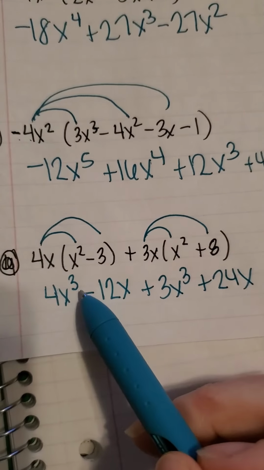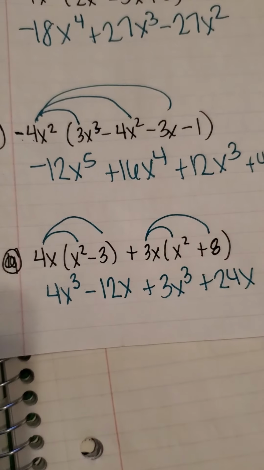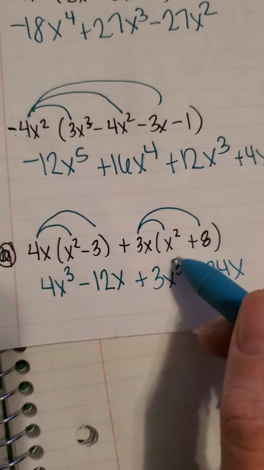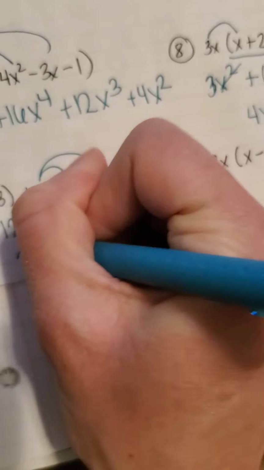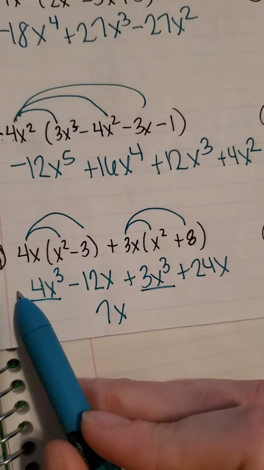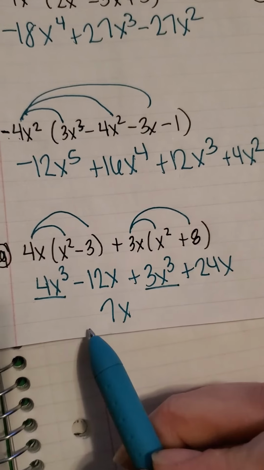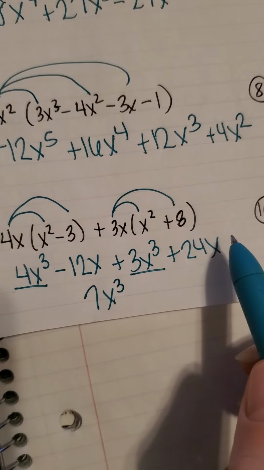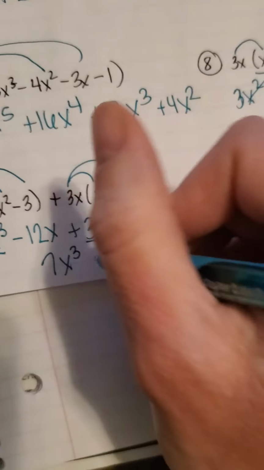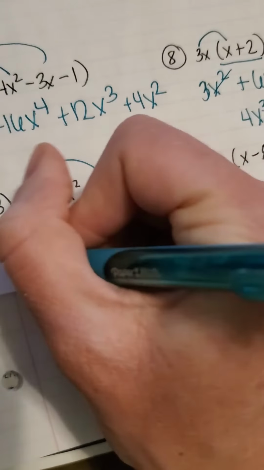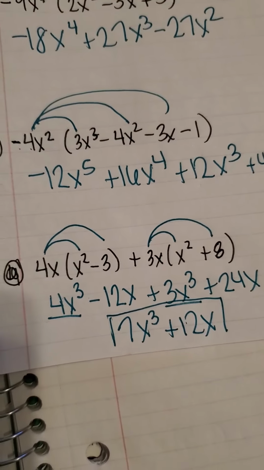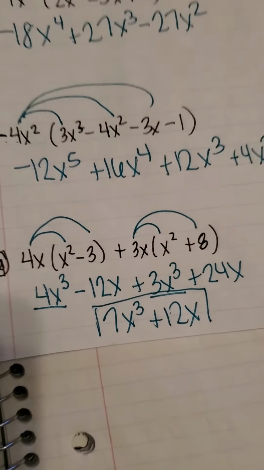And again, I have some similar terms. I can put those together. And the highest exponent there is the 3. So I'm going to put those together first. If I add these together, because they both have the x to the third, 4 plus 3 is 7. And then keep that x to the third. And then I have negative 12 plus 24. That's going to be 12x. That's my answer. Again, there's no equals, nothing to solve for, so I don't need to go to Desmos, nothing.